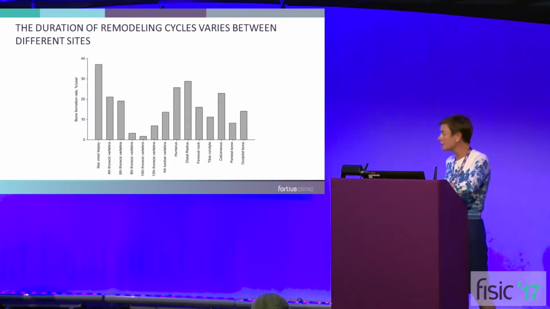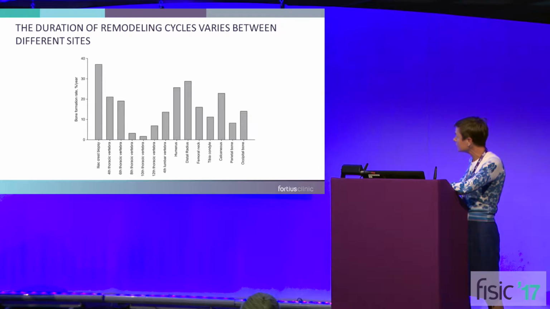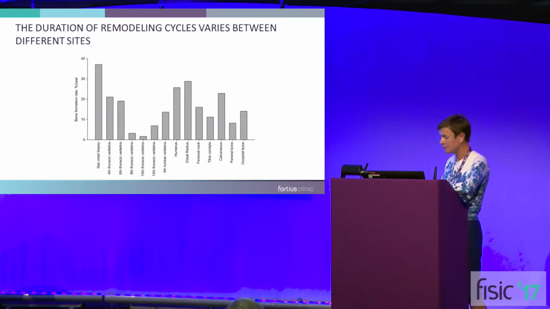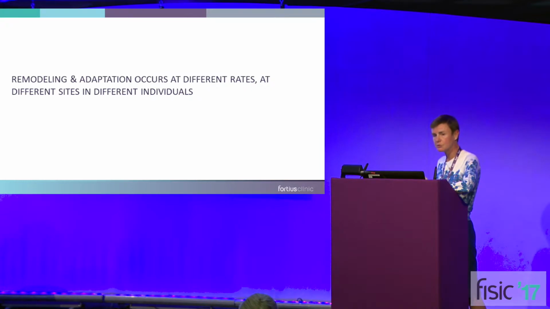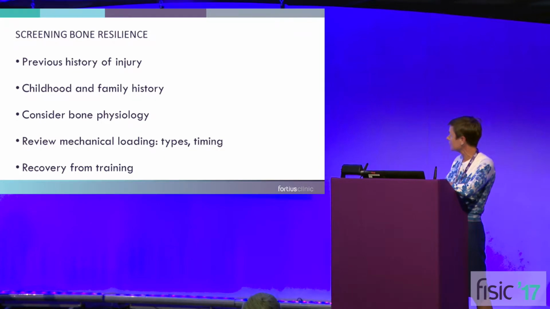And not only that, but different bones remodel at different rates, so the recovery of different bones to high stimuli may be quite variable. And this is why we might measure the vertebra as a site of early remodeling, early loss of bone, because the remodeling is much more rapid in these bones. So to summarize that, remodeling and adaptation occurs at different rates, at different sites, in different individuals. Not all of that is measurable, but we just have to learn very thoroughly about our patient to understand things.